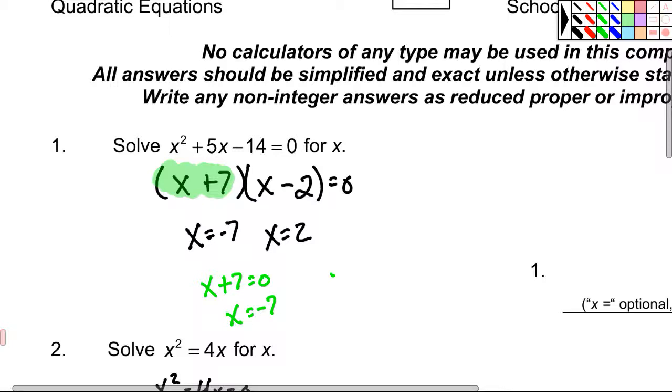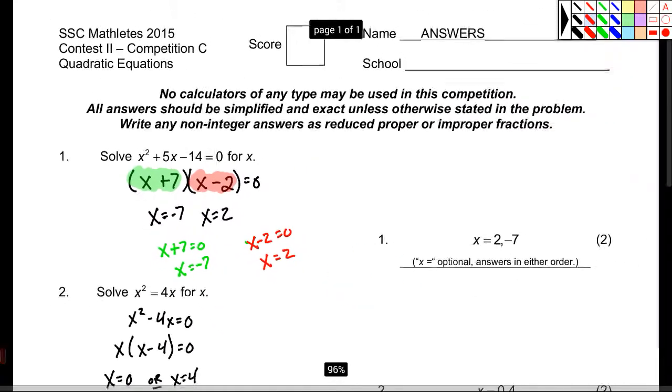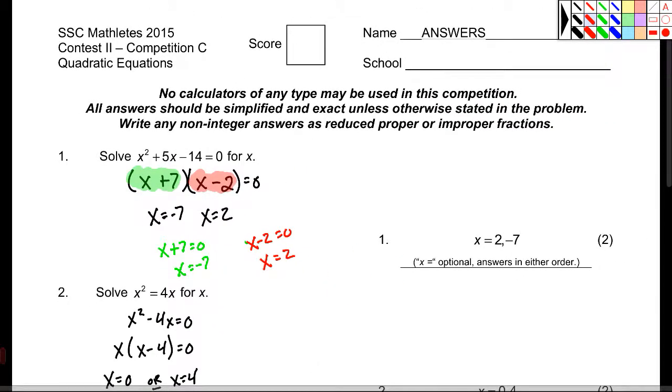Then we ask ourselves, when is it that x minus 2 equals 0? Because if this whole thing was 0, anything times 0 is going to be 0. We solve for x. That's when x is equal to 2. So we get our 2 solutions of 2 and negative 7. In other words, if we plugged in a 2 right here, 2 squared plus 5 times 2 minus 14, that's 0. Or if we plugged in a negative 7, we would also get 0.